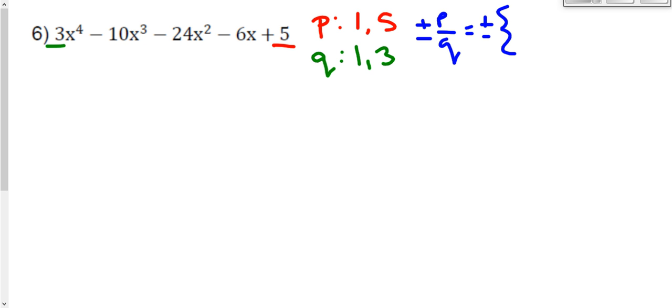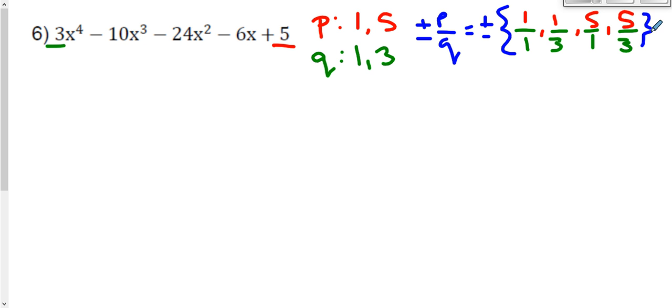So we'll start with my p value of 1, and we'll divide it by the q value 1. And then we'll take the same 1 and divide it by the q value 3. Now I have divided 1 by all of my q values, which means I can move on to my p value of 5 and divide that by 1. And last but not least, we'll take the same 5 and divide it by the q value of 3. These are all of my possible p's and q's.